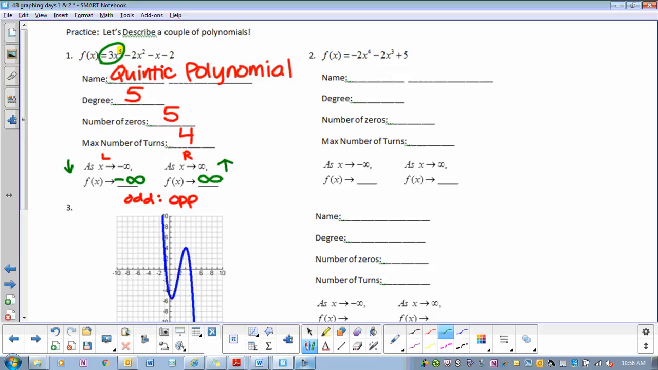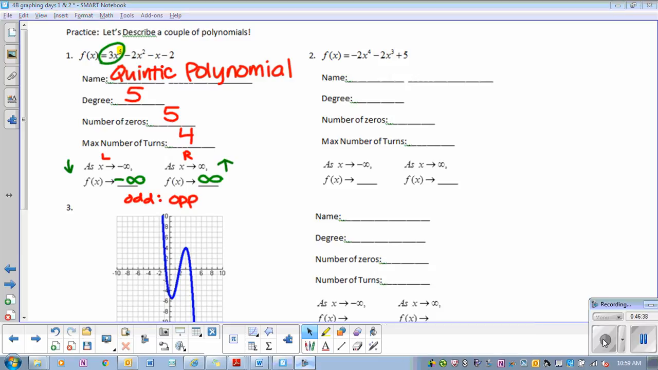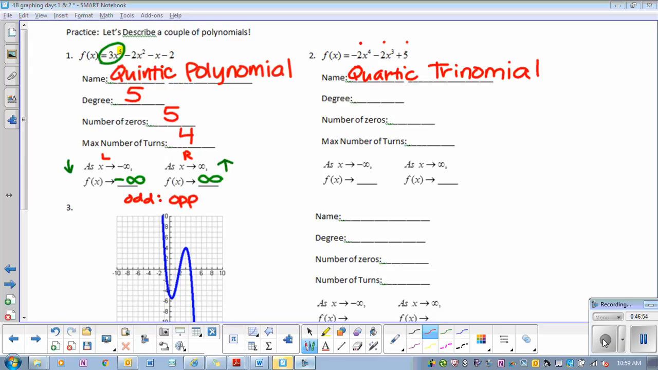All right. You guys want to try the next one? I want you guys to try it. And then we'll go over it together. Okay, so for number 2, my biggest exponent is 4. So this is going to be a quartic, with 1, 2, 3 terms, a trinomial. Did we get this? Yeah. Perfect. What is the degree, guys? 4. What's the number of zeros? 4. And what is the maximum number of turns?